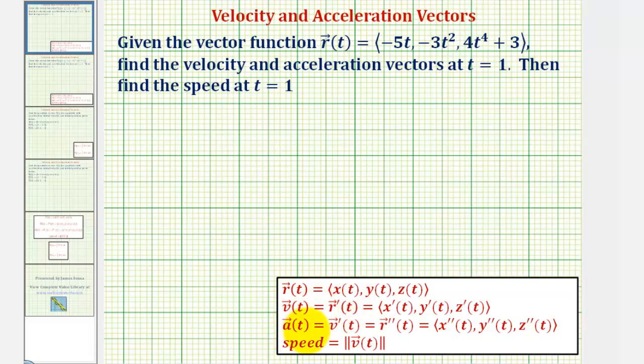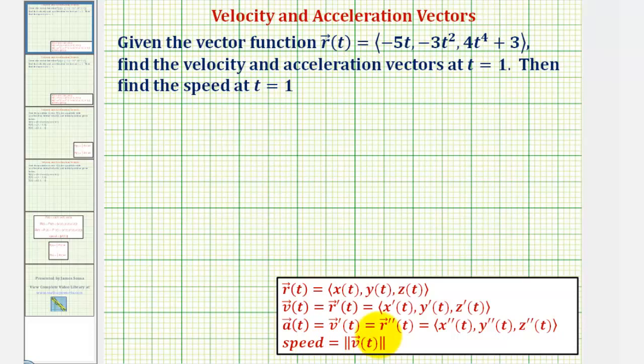Then we'll find the acceleration vector valued function a of t, which is equal to the derivative of the velocity vector valued function, or the second derivative of the position vector valued function. And then we'll evaluate this at t equals 1 to find the acceleration vector, and then we'll find the speed at t equals 1 by determining the magnitude of v of 1.